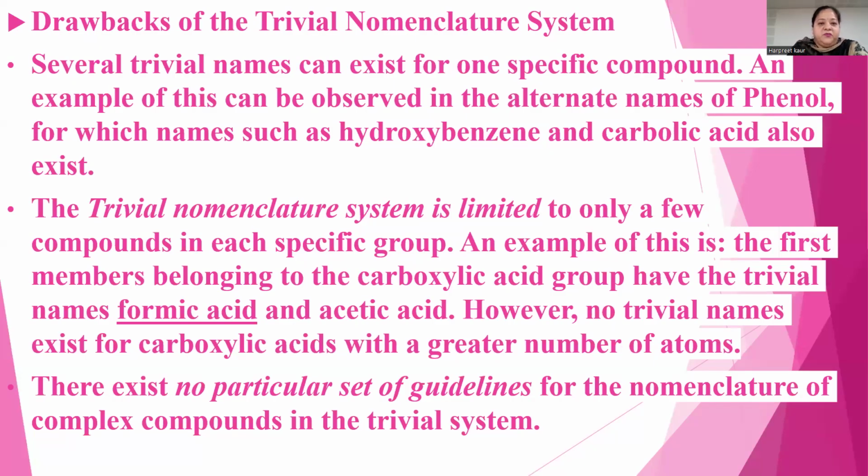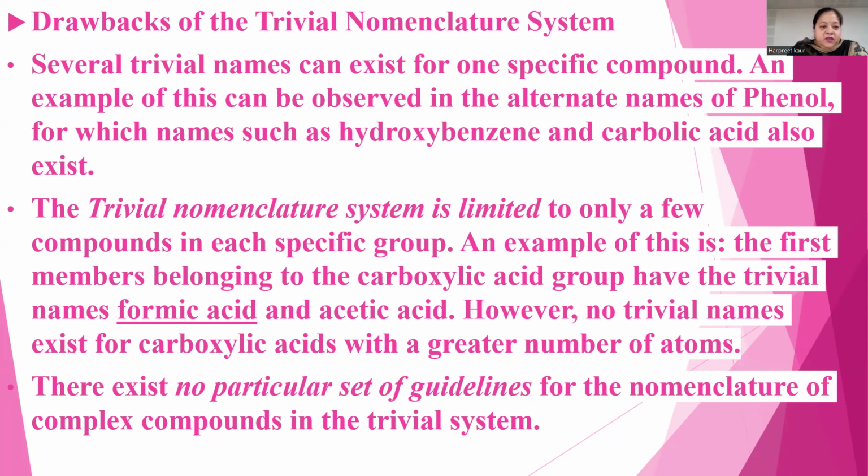There are certain drawbacks for the trivial names. Several trivial names can exist for one specific compound. As an example, phenol is also known as carbolic acid or hydroxybenzene. If we know the same compound by different names at different places, it will be difficult to communicate globally. As we need a global English language for communication, there must be a globally accepted language for the subject also. The trivial nomenclature system is limited to only a few compounds in each specific group.